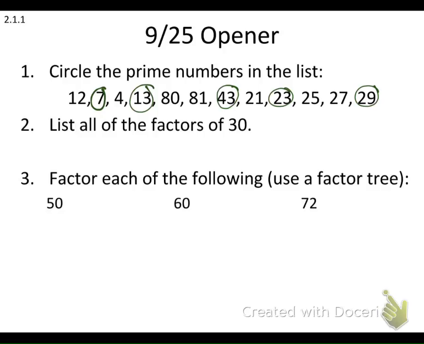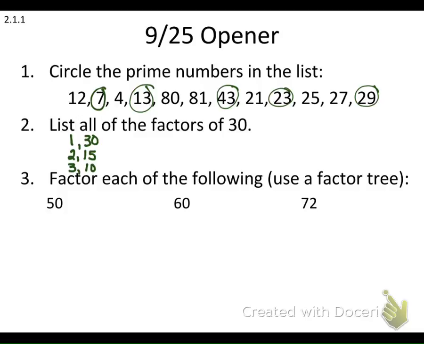So now we're going to list all the factors of 30. When we list factors of 30, we want to go in order. So we want to think, 1 times what gets me to 30? So 1 and 30. Then you do your next number. 2. 2 times what gets you to 30? 15. Then 3. 3 times what will get me to 30?